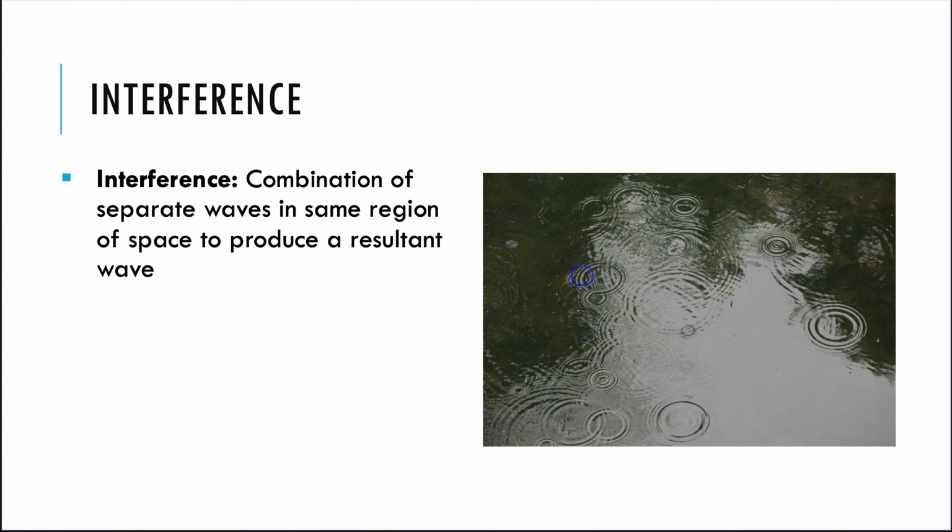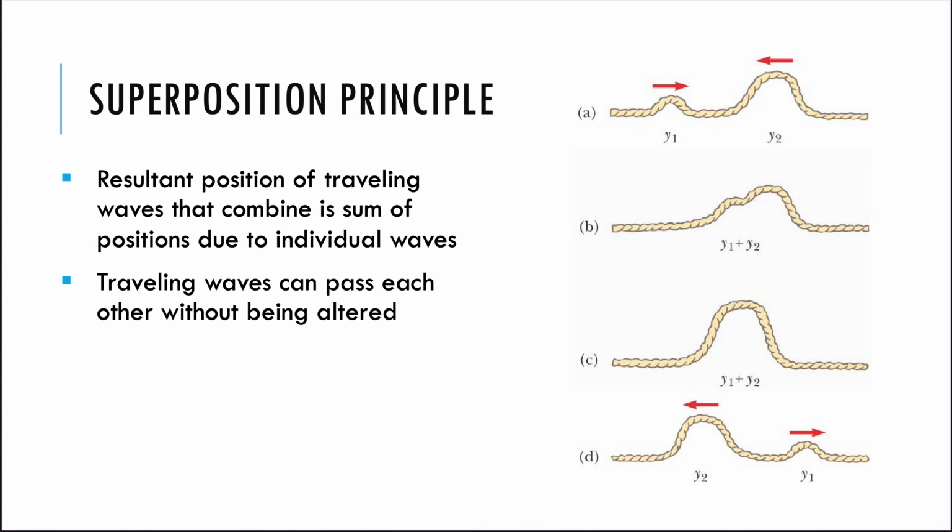How do they interfere with each other? They obey the superposition principle. This says that the resultant position of traveling waves that combine is the sum of the positions due to individual waves. Let's look at this picture that shows two pulses traveling towards each other, y1 and y2.